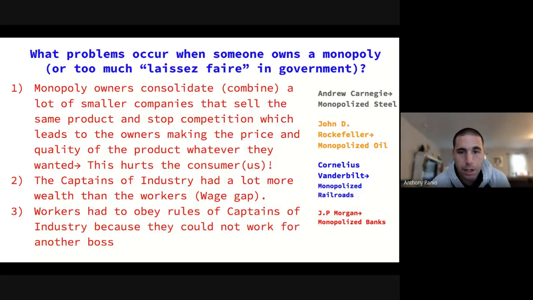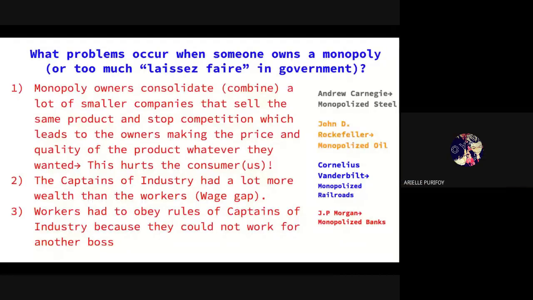All right? Number three, workers had to obey the rules of the captains of industry because they cannot work for another boss. Legitimate question, guys, and you can unmute yourself or write in the chat. If I was unhappy with my job at PS 89, what could I do? Now, of course, I'm happy. I love my job at PS 89, but let's say I was unhappy. What could I do? Quit.